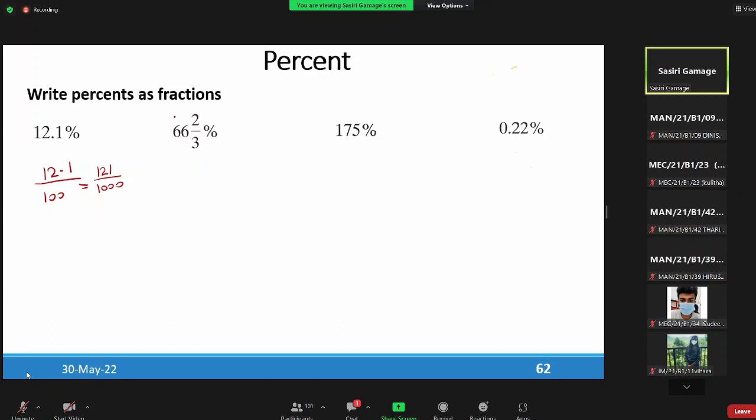Then what's the answer for this? We need to keep this as a fraction. Then first we forget about the percent value and divide it by 100. Then what? This is equal to what?